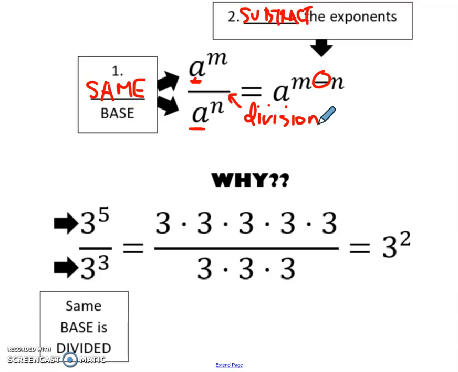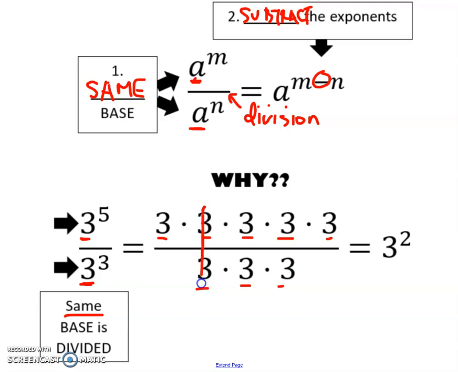If I have 3 to the 5th power and 3 to the 3rd, I have the same base being divided. If I expand it, I love doing expansion, it gives me a really cool visual. So 3 to the 5th is 3 times itself 5 times, 1, 2, 3, 4, 5. And 3 to the 3rd is 3 times itself 3 times, 1, 2, 3. Awesome. If we think about things that we know, anything divided by itself is 1.